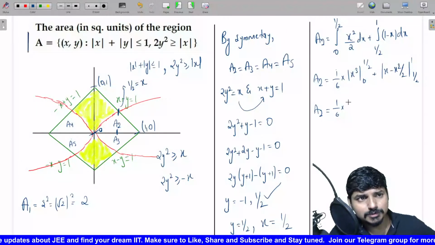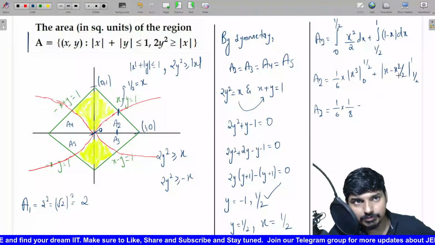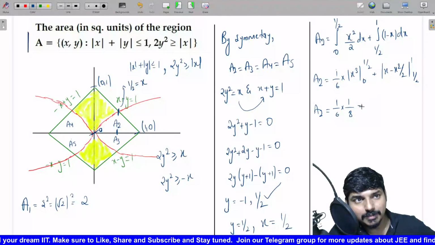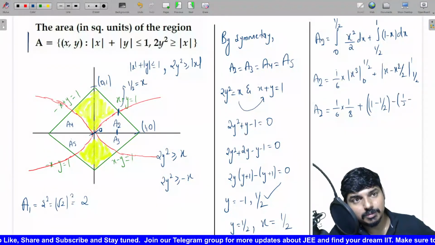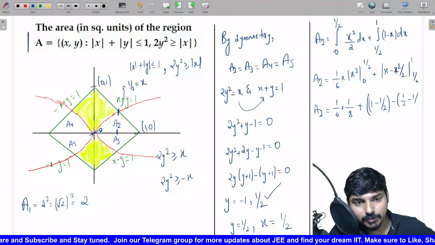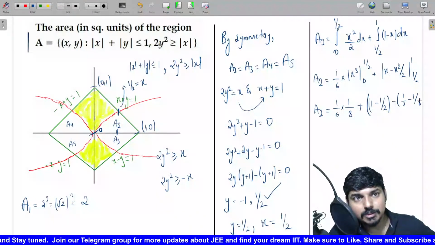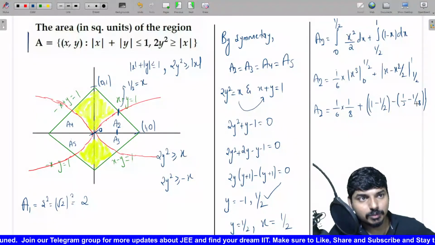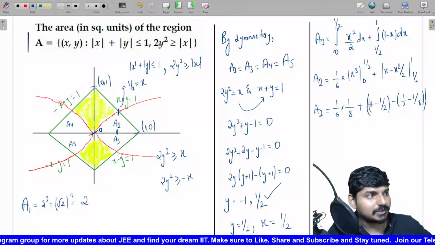1 by 2 cube, so that's going to be 1 by 8. Minus of, what is this going to be? 1 minus, plus 1 minus 1 by 2. Minus of, it's going to be 1 by 2, minus of, well, this is going to be x square, that is 1 by 4, by 2, it's going to be 1 by 8. This is what you're going to get. Okay, so I hope this is clear for all the students out there.